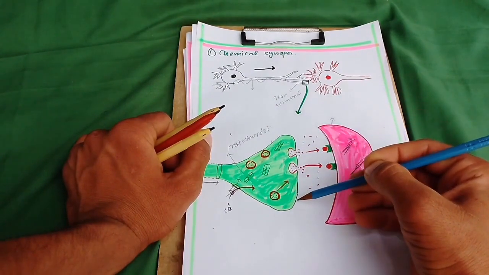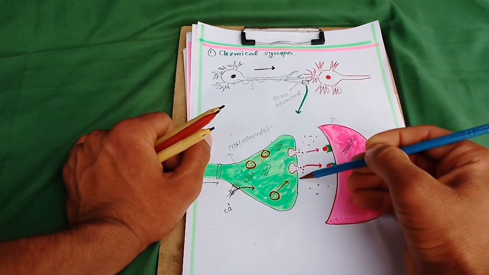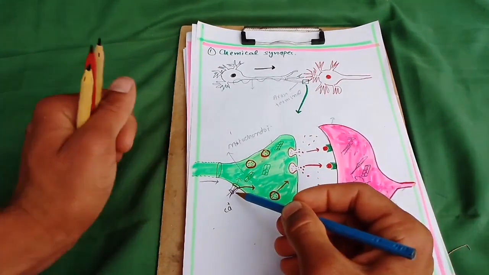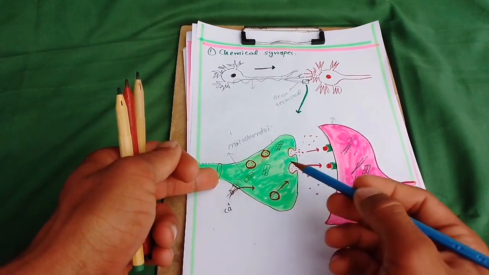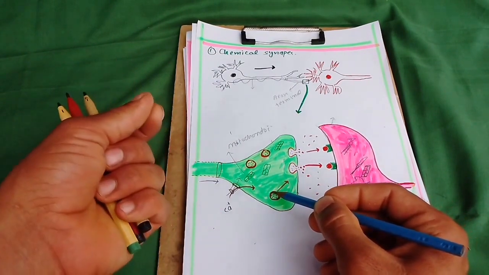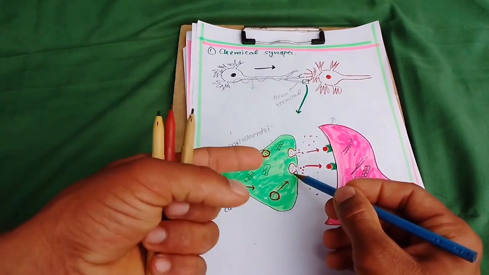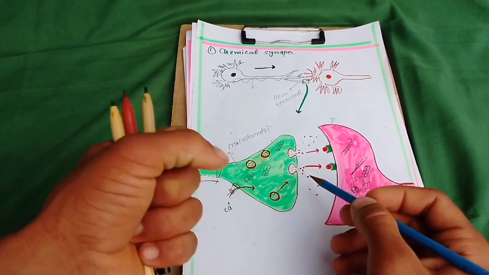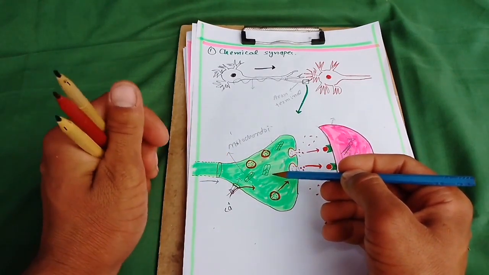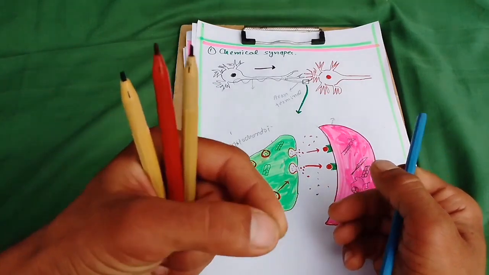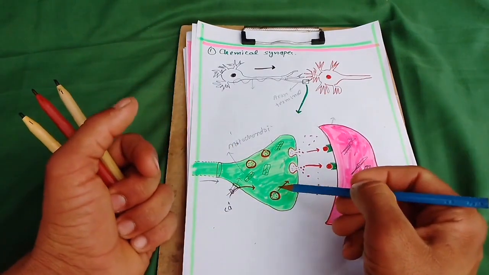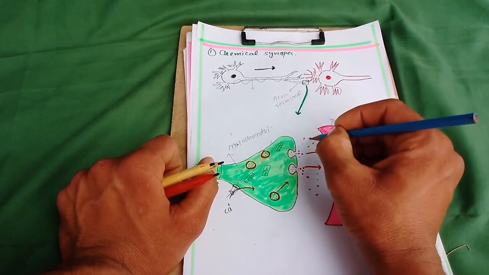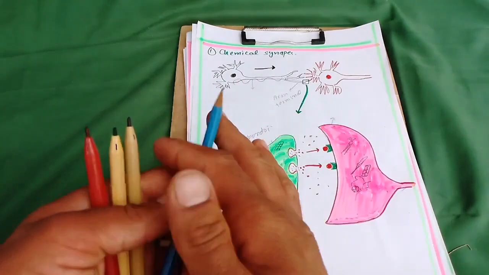This membrane is called the presynaptic membrane, while this membrane is called the postsynaptic membrane. When calcium goes inward by the arrival of the action potential, chemical changes are produced in the membrane of the synaptic vesicle. The synaptic vesicle is fused with the presynaptic membrane, and the neurotransmitter is released here. There are millions of synaptic vesicles, and one synaptic vesicle consists of thousands of neurotransmitters. When the neurotransmitter is released, these are the neurotransmitters. This space is called the synaptic cleft.